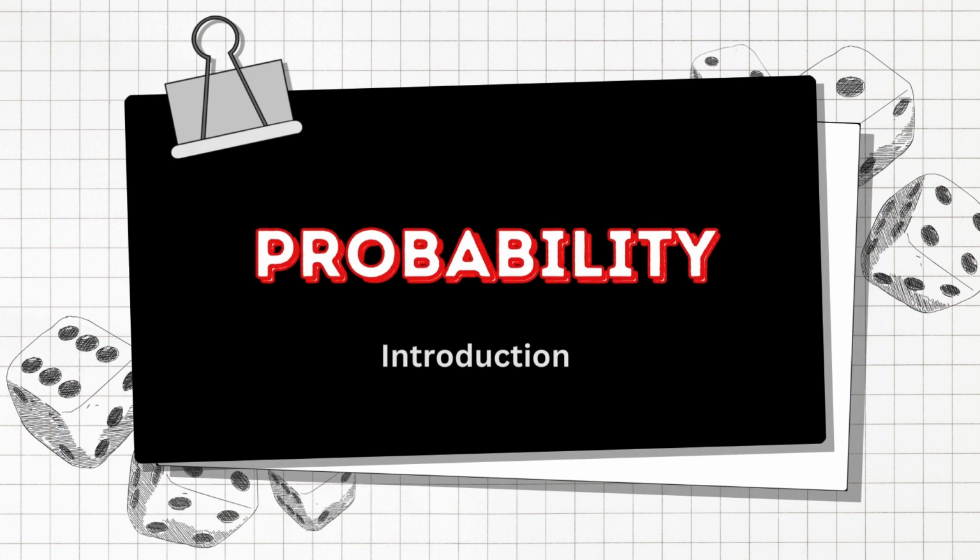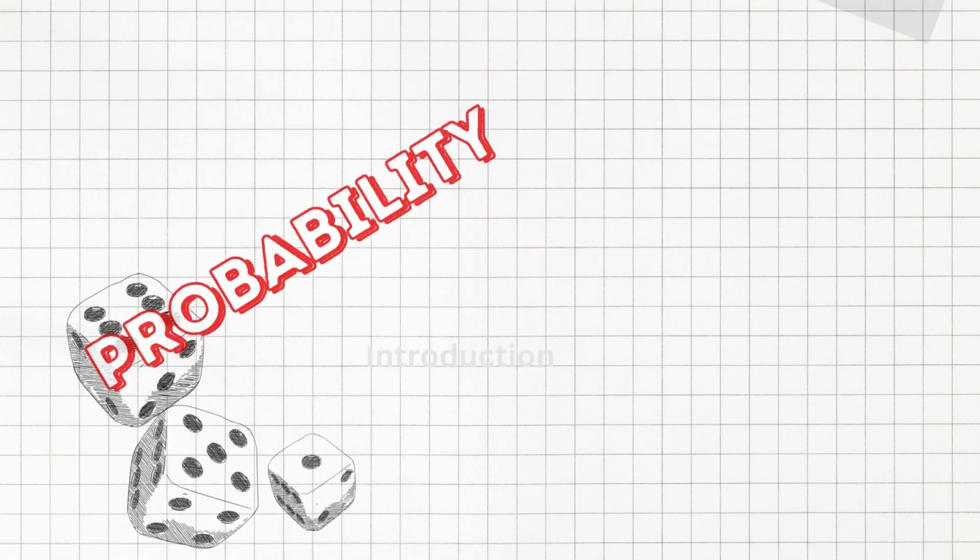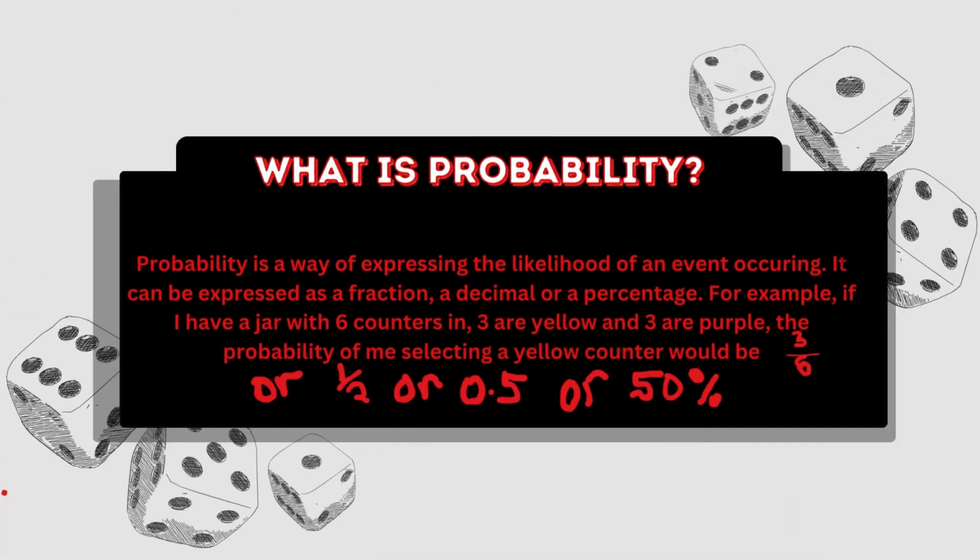Today, we'll be taking a look at probability. What is probability? Probability is a way of expressing the likelihood of an event occurring. And we can express it as a fraction, as a decimal, or a percentage. For example, if I have a jar with 6 counters in, the probability of me selecting a yellow counter will be 3/6 because I have 3 yellow and the total number of counters is 6. I can also express it as 1/2 or 50% or 0.5.